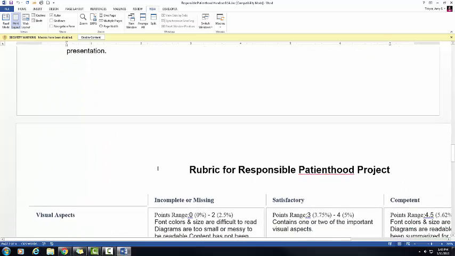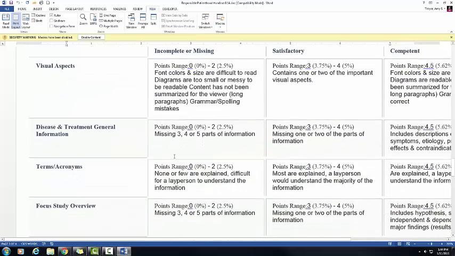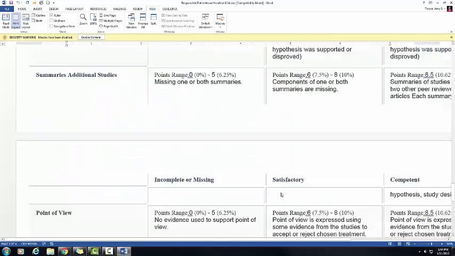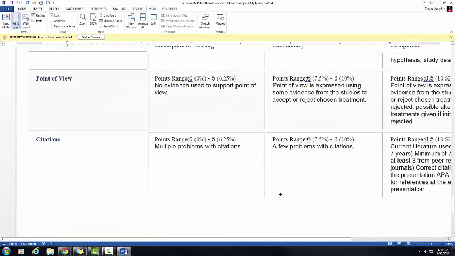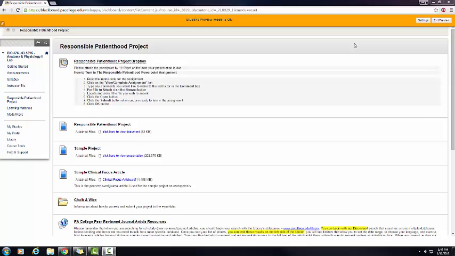And then it also shows you the rubric. So when I actually grade your assignment, it goes through each part of it and shows what I'm going to be looking for in each section. So you can take a look at that rubric and make sure that you've met all of those components of it. So that gives you a basic overview of what's going on with the assignment.